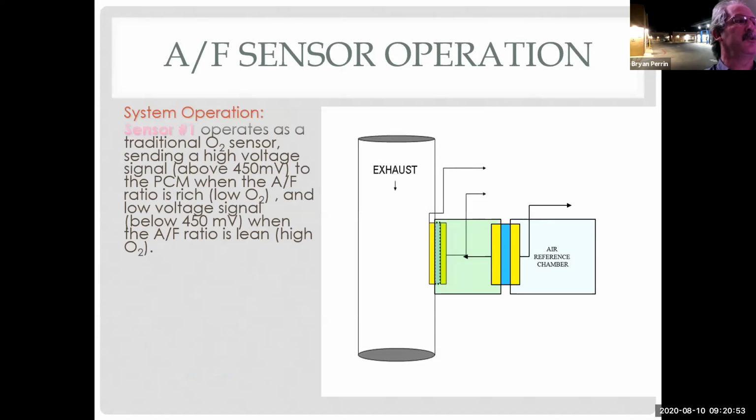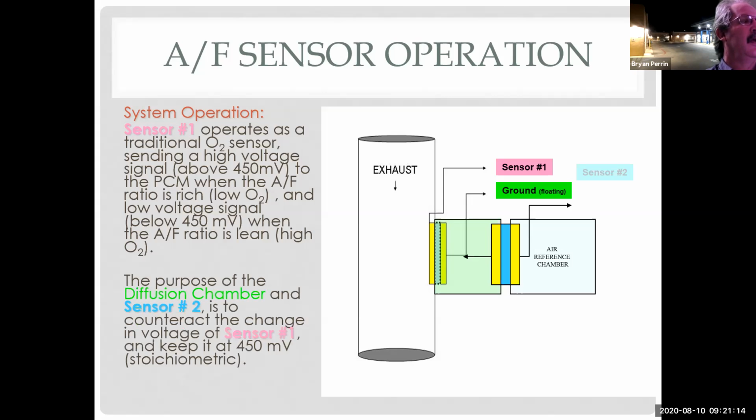So on sensor operation, sensor 1 operates as a traditional zirconium oxygen sensor, sending high voltage signal above 450 millivolts to the PCM when the air-fuel ratio is rich, low oxygen, and low voltage signal below 450 millivolts when it's lean. The purpose of the diffusion chamber in sensor 2 is to counteract that change in the voltage of sensor 1 and keep it at 450 millivolts.